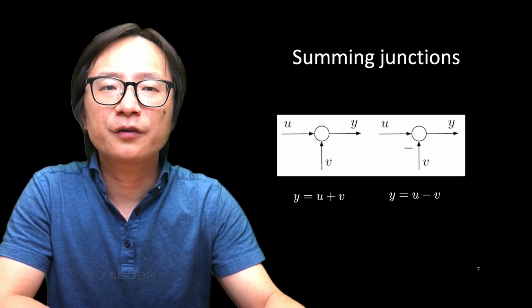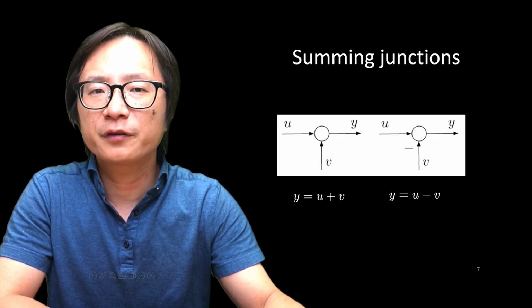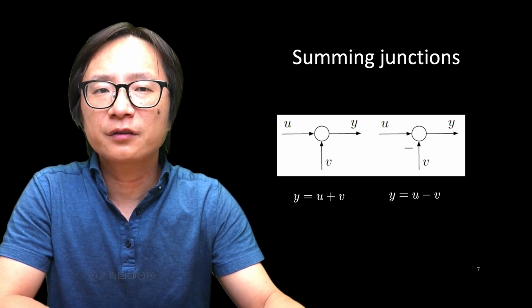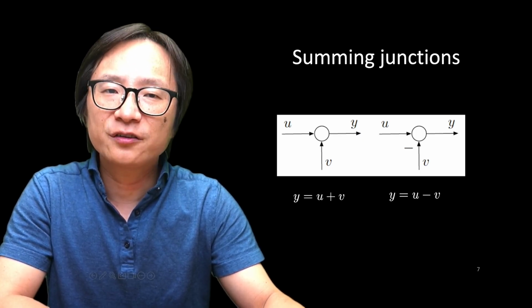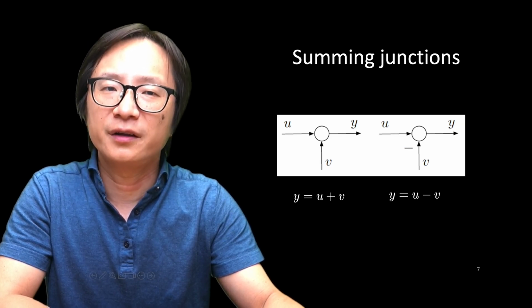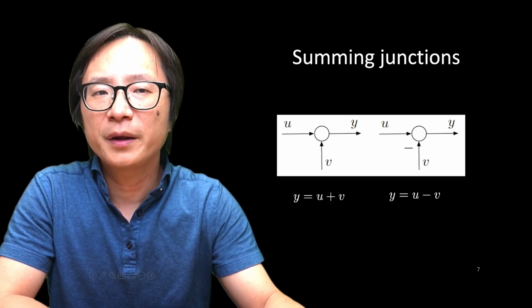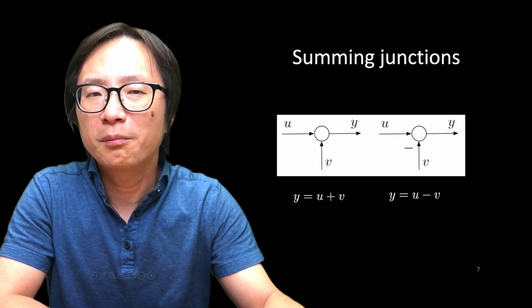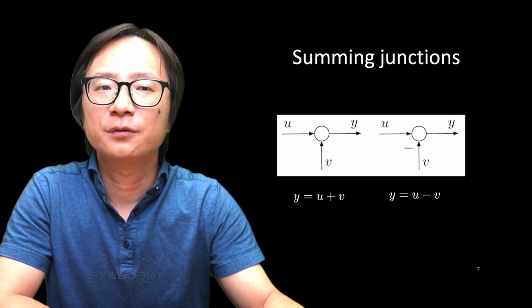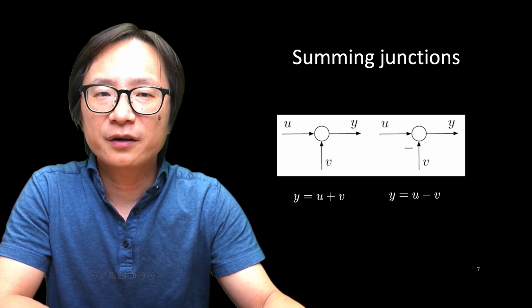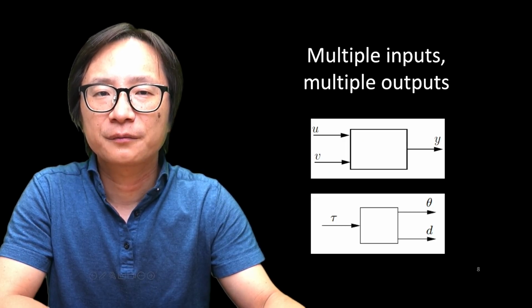Block diagrams also include summing junctions. These are represented by circles where multiple signals combine. The summing junction on the left means y equals u plus v. Here, addition in summing junctions is the default, so the plus sign is often omitted. The summing junction on the right means y equals u minus v. So for subtraction, the minus sign has to be written. These junctions allow us to represent how signals are dependent on other signals.